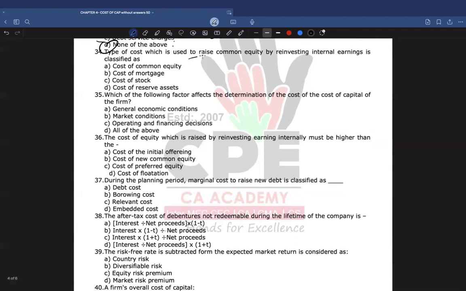Type of cost which is used to raise common equity by reinvesting internal earnings. Which is known as cost of common equity. Which is known as cost of retained earnings. So there's supposed to be cost of common equity, right?